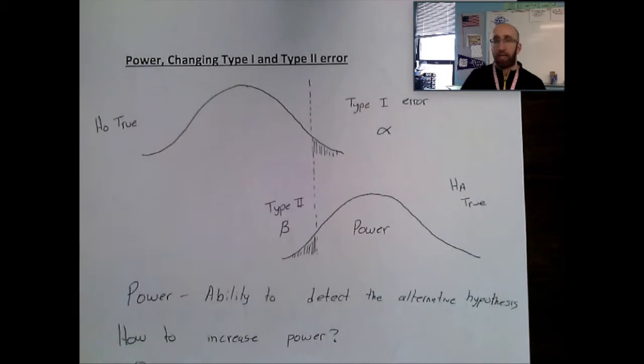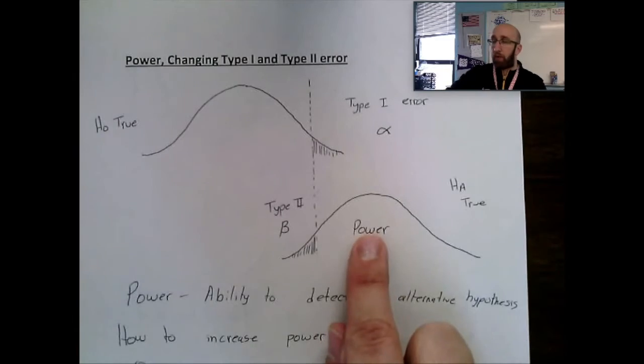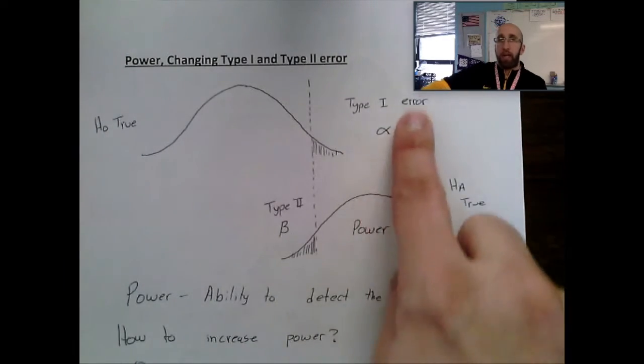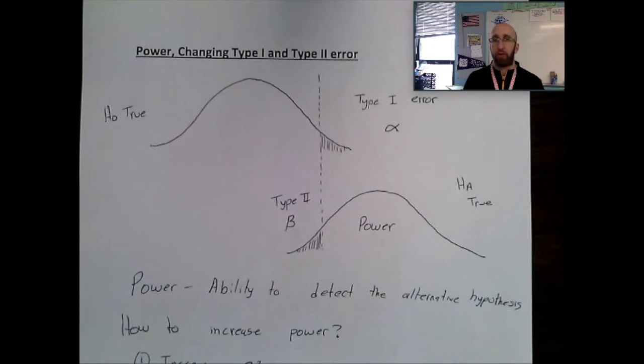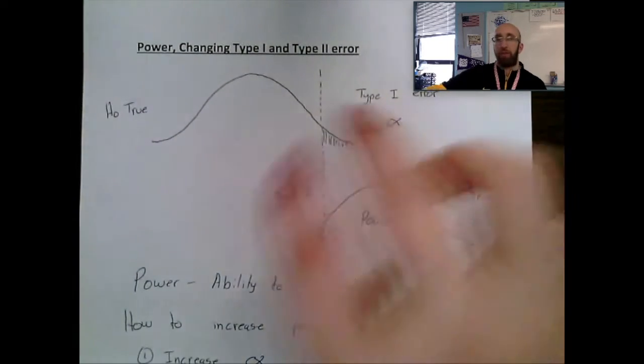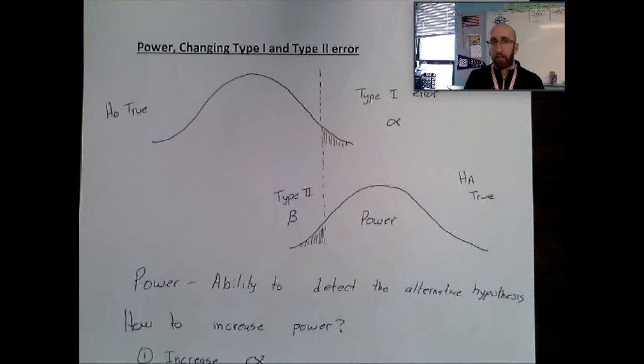I'm going to look at three ways you can increase power. As you change power, it's also going to change the type 1 error and the type 2 error. So as much as I'm talking about increasing or decreasing power, if you're changing one of these, you're going to see how all three interact. How do you increase the chance that you're going to detect an alternative hypothesis? Because if there's no chance that the alternative can even be found in your data set, then you're wasting your time with a hypothesis test.